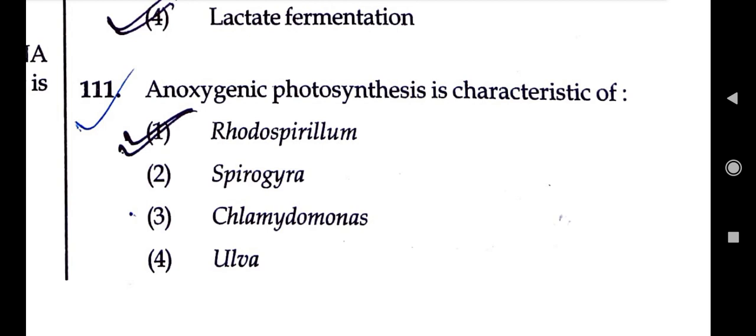Okay, students. So let's see question number 111. Anoxygenic photosynthesis is characteristic of Rhodospirillum. This is the correct answer. Option one is correct, Rhodospirillum. Okay, students. Option two, Spirogyra, is wrong. Option three, Chlamydomonas, is also wrong. Option four, Ulva, is also wrong. So the right option is option one.